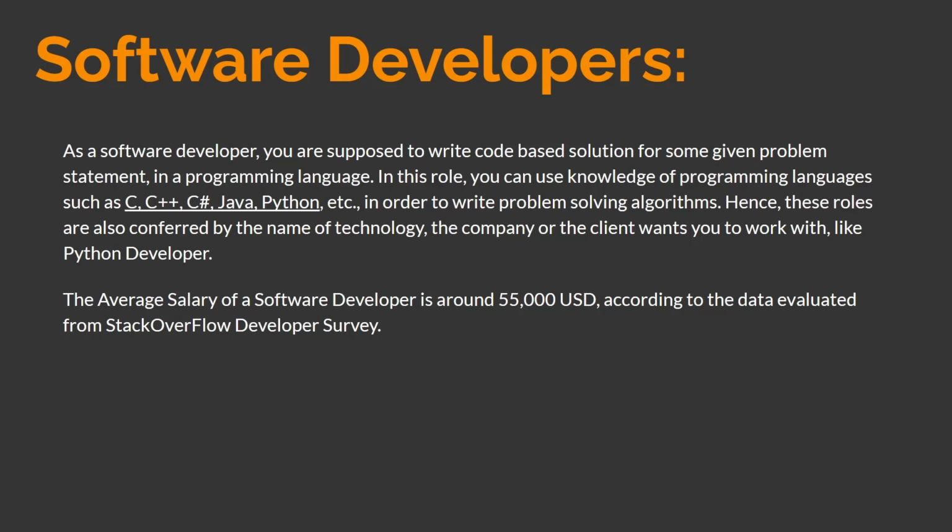It can be C, C++, C Sharp, Java, or Python. There are plenty more programming languages which are coming and going to come in future as well, but for now these are the stable and the most popular technologies or programming languages which you can use in order to get a role of software developer.